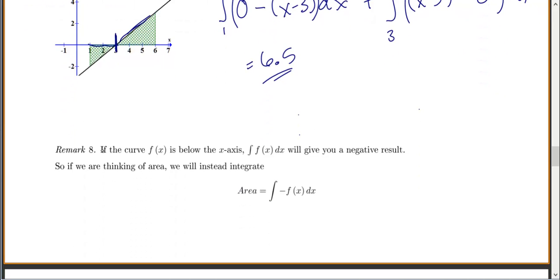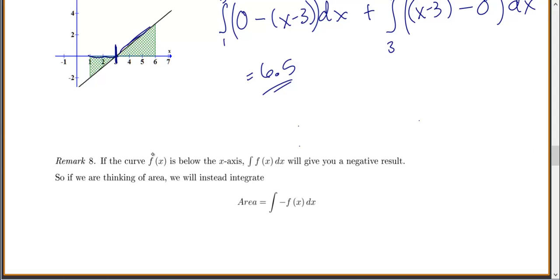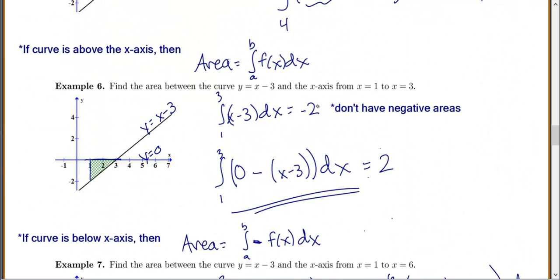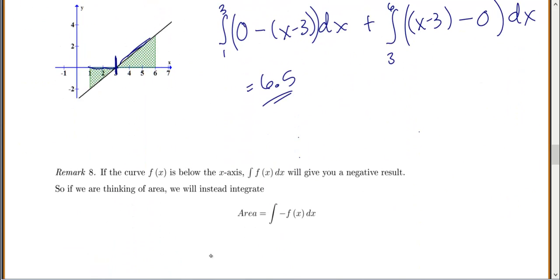Oh, and here's the remark. I actually put it in officially. So if your curve, f of x, is below the x-axis, then when you integrate, you'll get a negative result. So that's what happened up here when we just integrated our function. We got a negative result. So instead, if you're thinking about area, if your curve is below the x-axis, you would integrate negative f of x so you can get a positive area.